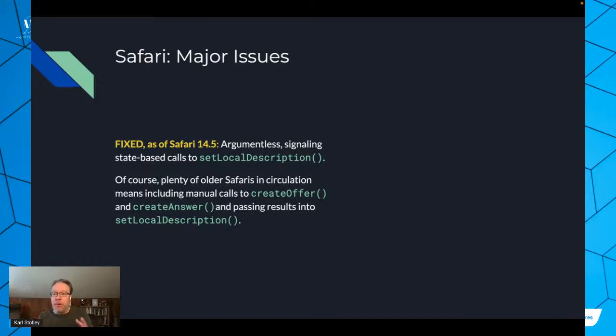So we don't have to worry about manually rolling back. We don't have to worry about glare, where you've got one peer saying, hey, here's my SDP description, and the other one's like, oh, this is mine. And then we end up in this state.